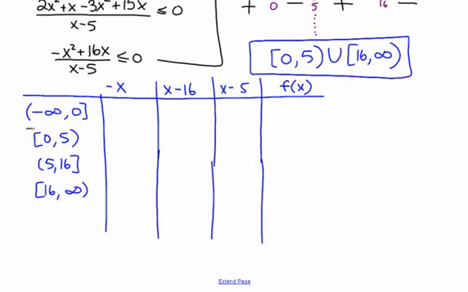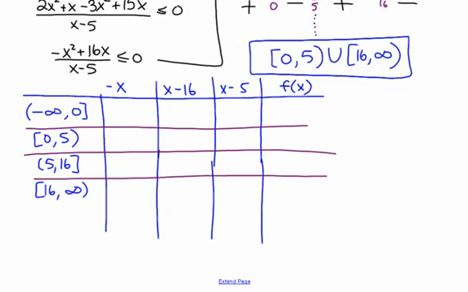So could have done the same thing to get our solution, and then you would have still subbed it in. So between negative infinity and 0, say negative 1. Negative 1 would be a positive. From 0 to 5, if I plug in 1, negative 1 is negative. 5 to 16, plug in 7. Negative 7 is negative. And then 16 to infinity, plug in 17. So negative 17 is positive.